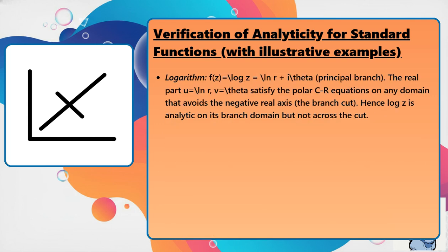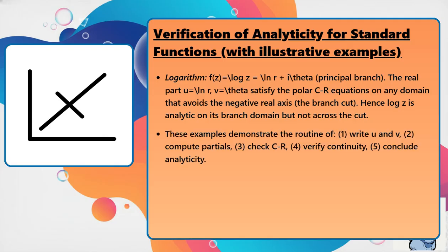Logarithm: f(z) = log z = ln r + iθ, principal branch. The real part u = ln r and v = θ satisfy the polar CR equations on any domain that avoids the negative real axis, the branch cut. Hence log z is analytic on its branch domain but not across the cut. These examples demonstrate the routine: write u and v, compute partials, check CR, verify continuity, conclude analyticity.